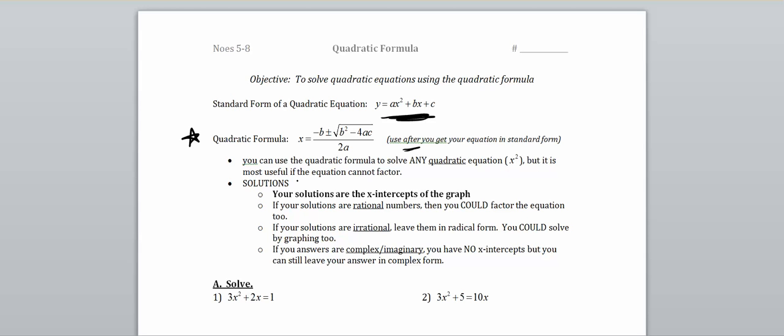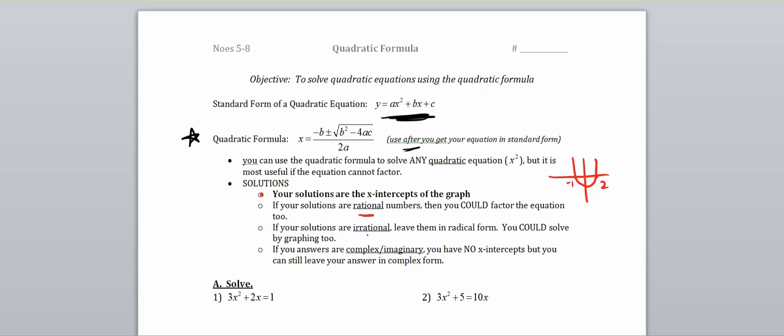But it's most useful if it cannot factor and also if the problem has imaginary solutions. My solutions are going to be the x-intercepts of the graph. So if I have an answer of, let's say, -1 and 2, that would stand for where the x-intercepts are of my graph. So my solutions are also the x-intercepts of my graph. If they're rational numbers, like -1 or 2, I could have factored that equation as well. So sometimes, yes, factoring is probably simpler. So typically if something's factorable, you want to use that method first.